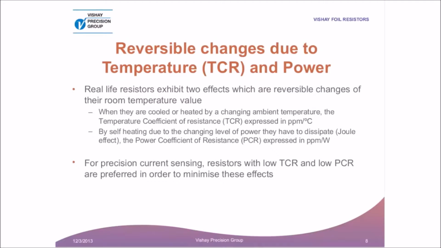So just to recap, these are the changes, TCR and PCR, in the resistor's value due to a change in the ambient temperature and due to a change in the power in the resistor. And obviously for precision current sensing applications, it is advisable, if not essential, to use resistors with very low TCR and very low PCR in order to minimize these effects.